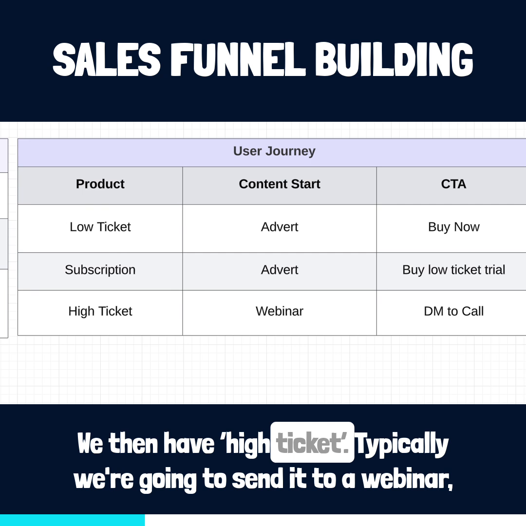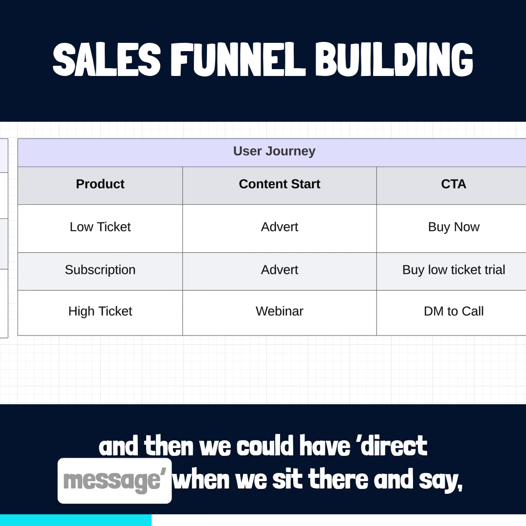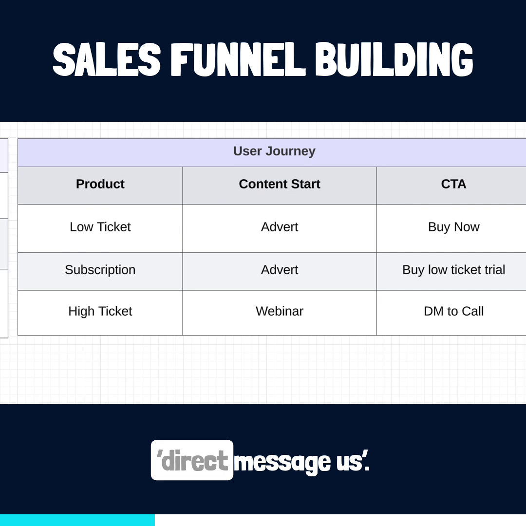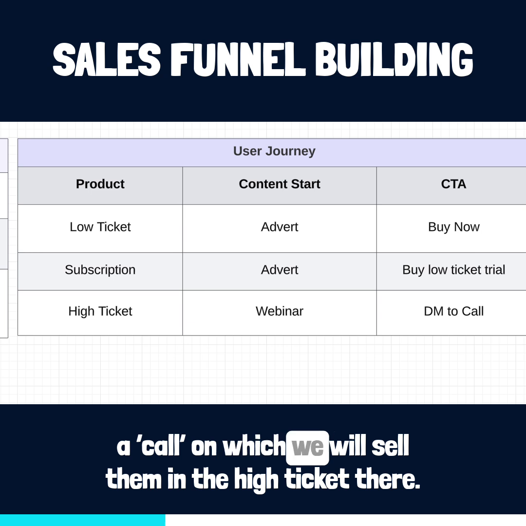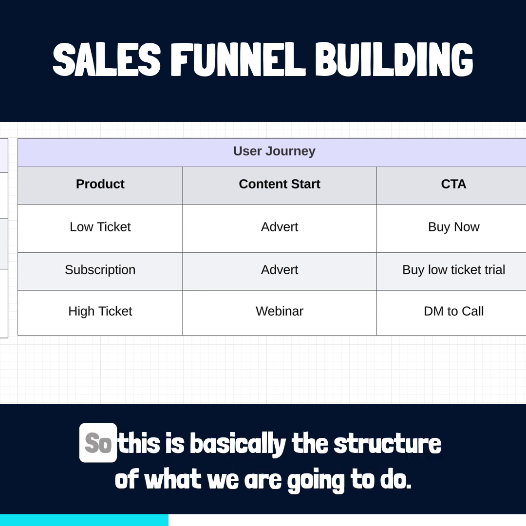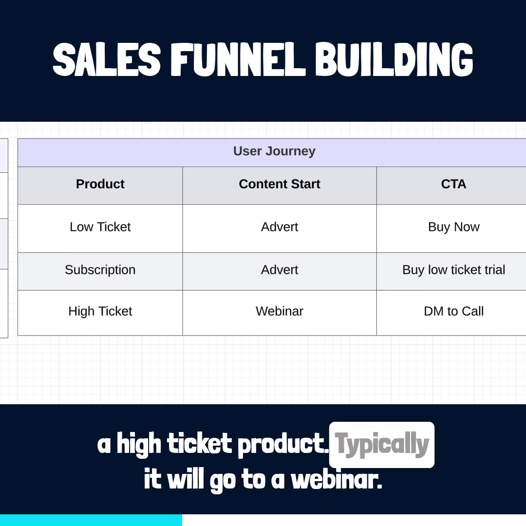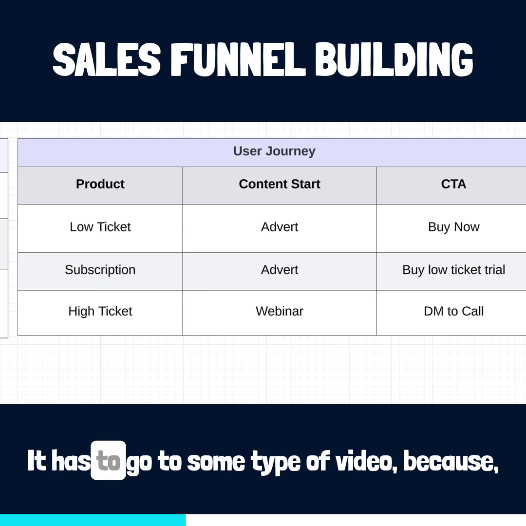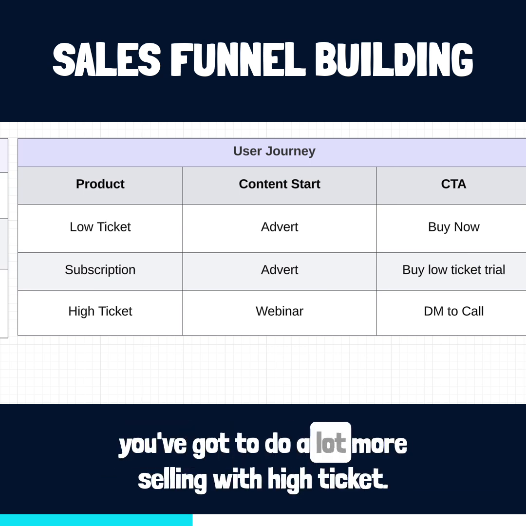We then have high ticket, typically we're going to send them to a webinar, and then we could have direct message where we say, direct message us, or we do this in ManyChat, and then to a call, in which we will sell them the high ticket there. So this is basically the structure of what we are going to do. And high ticket could be consultancy, it could be a high ticket product, whatever. But typically we'll go to a webinar. It's going to go to some type of video, because you've got to do a lot more selling with high ticket.